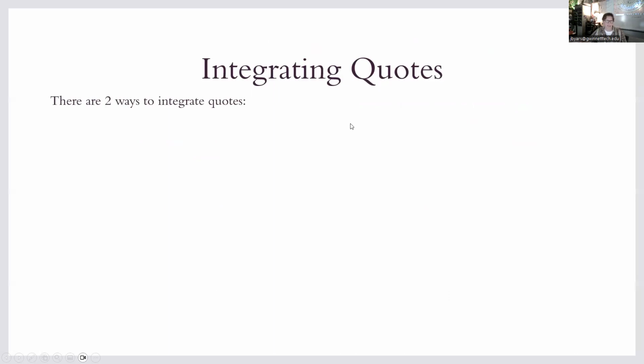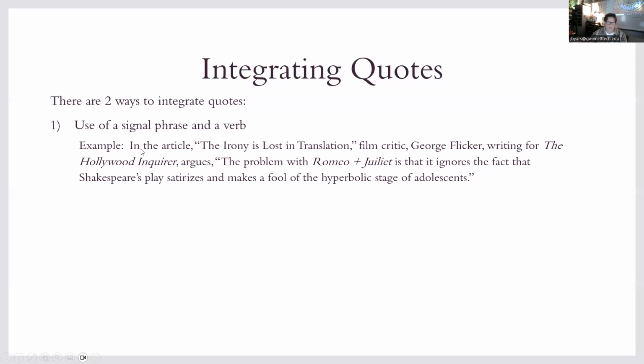There are two ways to integrate quotes. One is the use of a signal phrase and a verb. So, for example, in the article "The Ironies Lost in Translation," film critic George Flicker, writing for the Hollywood Inquirer, argues, comma, quotation mark, "The problem with Romeo and Juliet is that it ignores the fact that Shakespeare's play satirizes and makes a fool of the hyperbolic stage of adolescence."